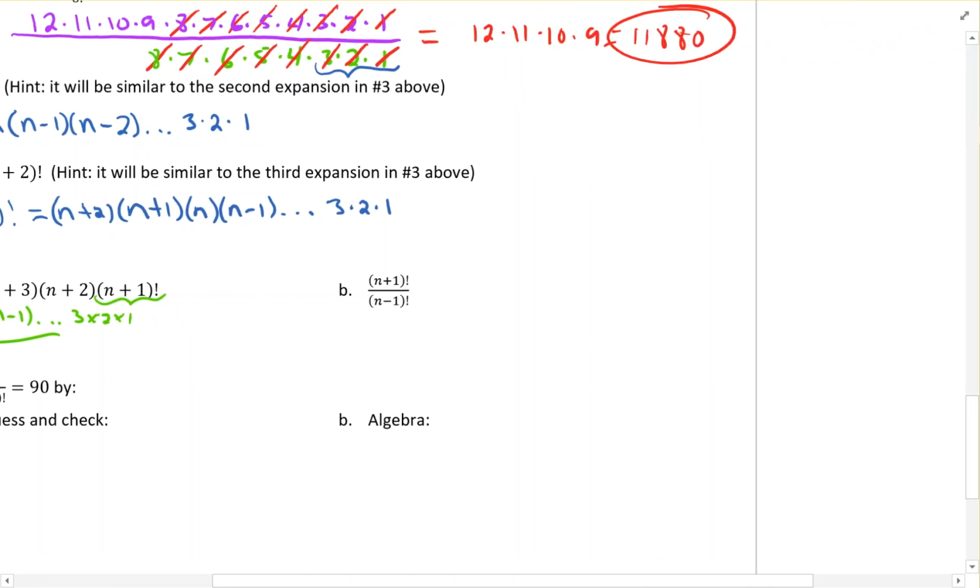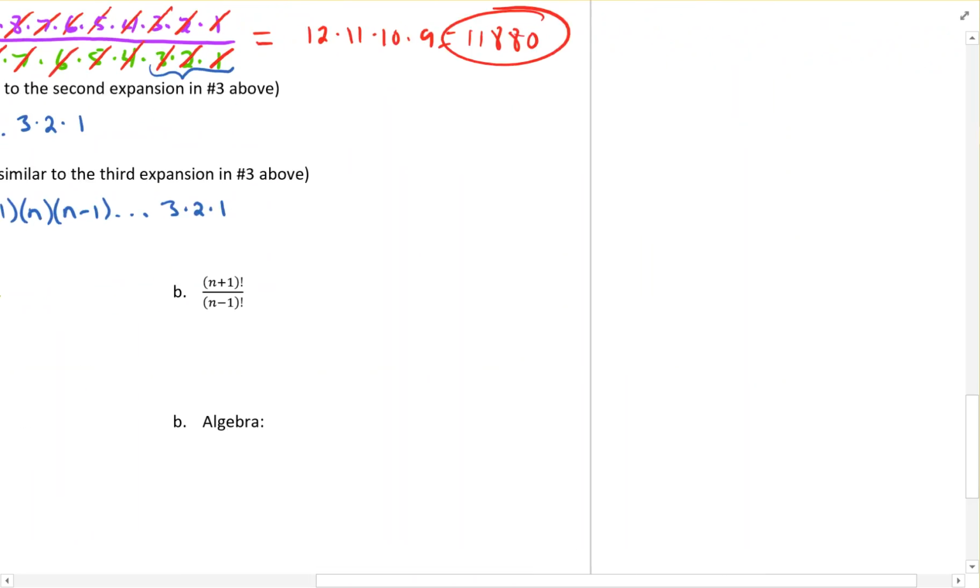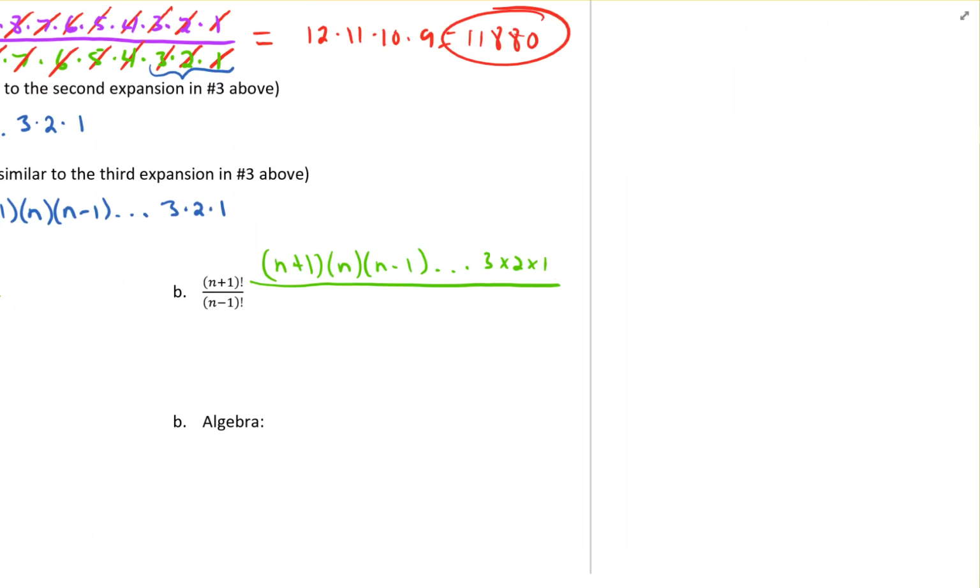Okay, now B. Okay, so if we expand the top here, we're going to have n plus 1, and then the next one down would be n minus 1, dot, dot, dot, 3 times 2 times 1. And this is all over, like, a different color. Now in this one, we're going to start at n minus 1, and then that will go down to n minus 2, and then dot, dot, dot, 3 times 2 times 1.